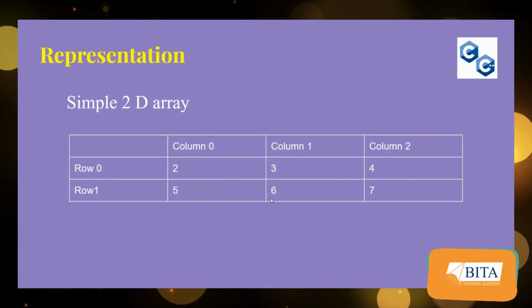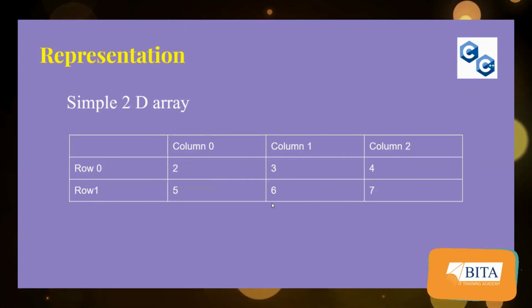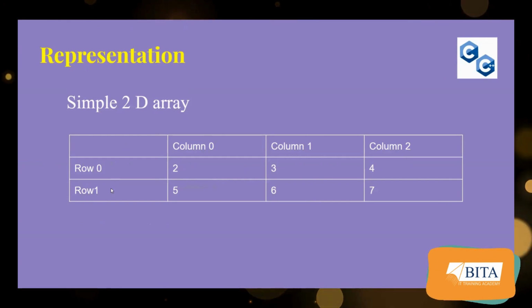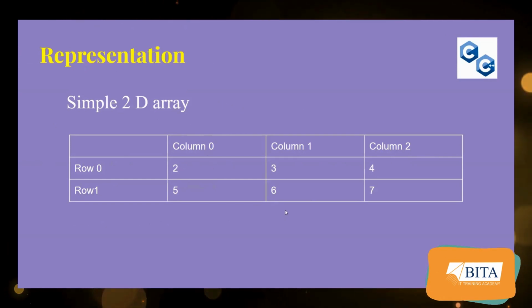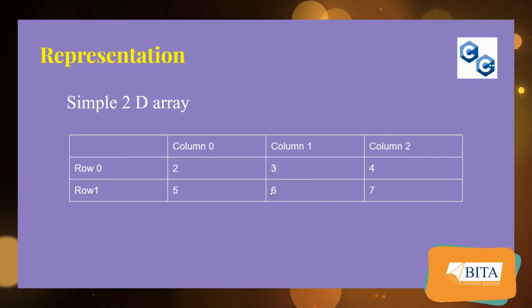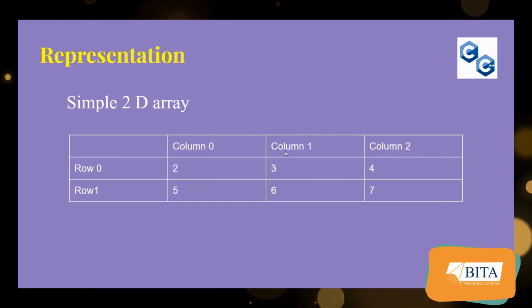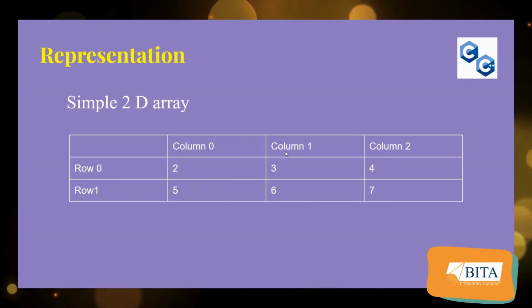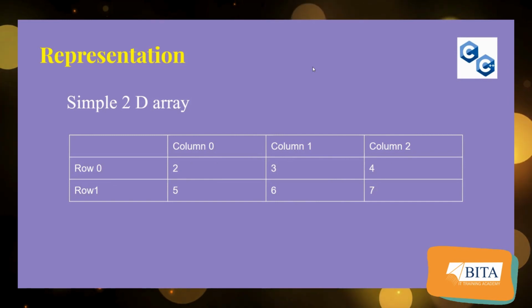In order to traverse the two-dimensional array elements, we use two nested for loops containing two counter variables, one for the row and the other for the column. So in order to access, we specify the row number and the column number. We'll learn this using a simple example.